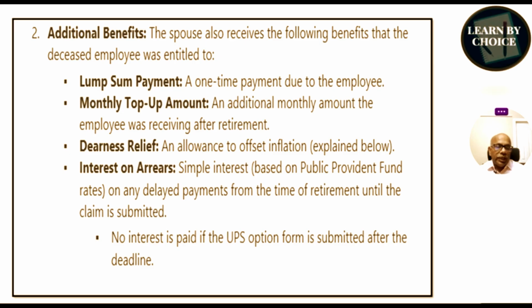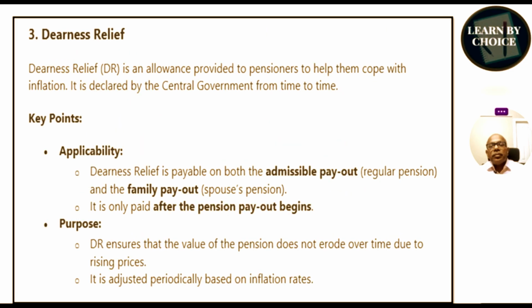Then the monthly top-up amount, the difference between 60% of the assured payout and 60% of the standard annuity, will also be payable, and dearness allowance is also payable. Then the interest component, at the rate of simple interest based on the PPF rate, will also be payable until the claim is submitted by the legally wedded spouse. If the legally wedded spouse delays the submission of the claim form beyond the deadline defined by government, then there won't be any interest paid.